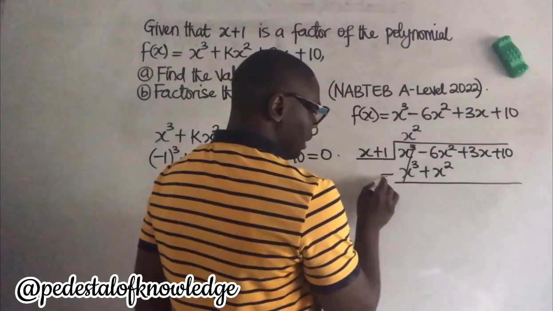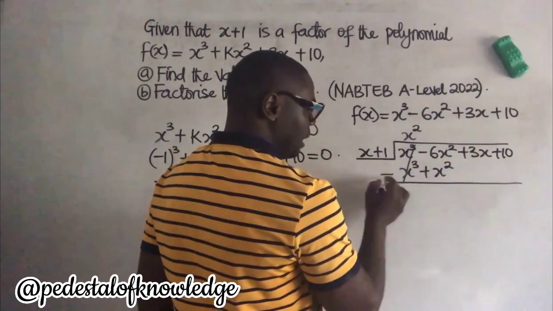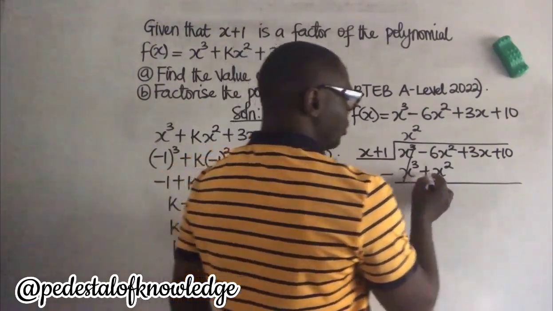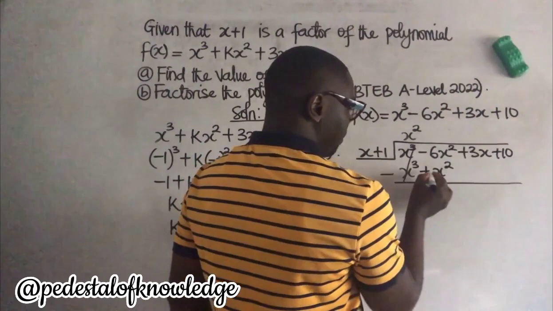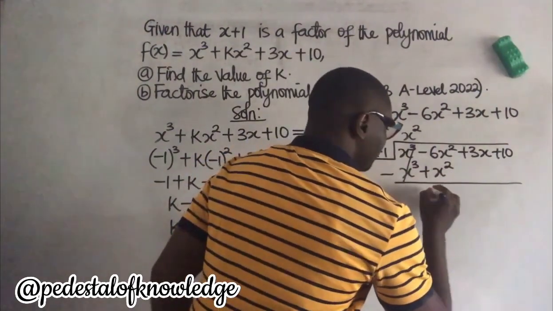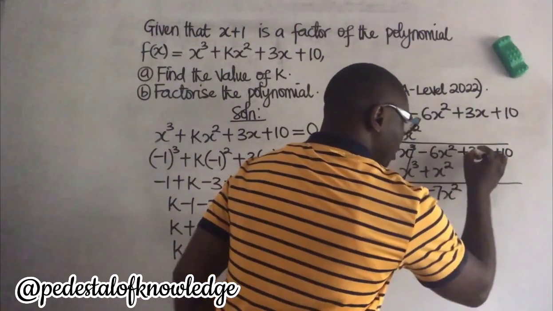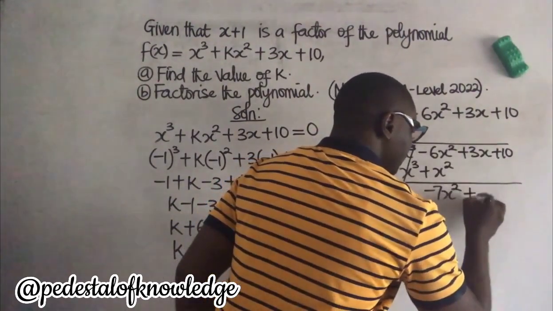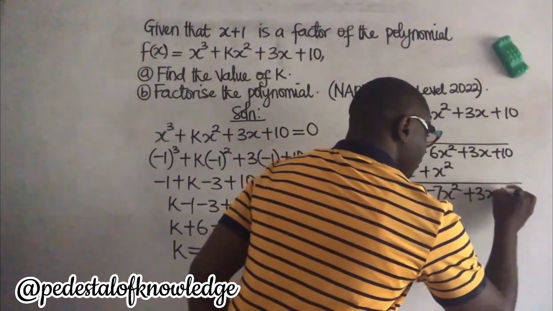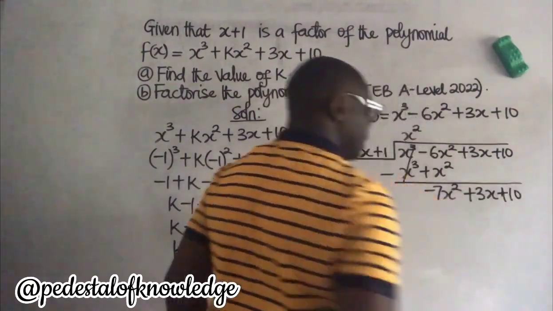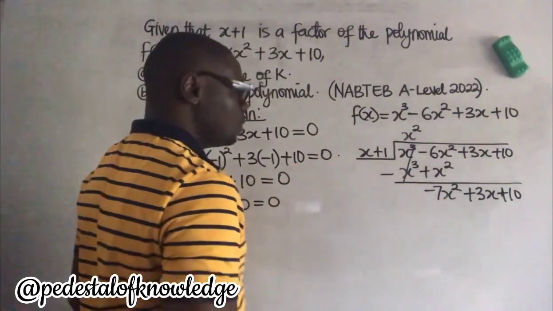Now, remember that this minus is going to affect this plus sign. Minus times plus is minus. So, minus 6x squared minus x squared will give us minus 7x squared. Then, we now bring down this plus 3x plus 10. Okay, now we divide again.